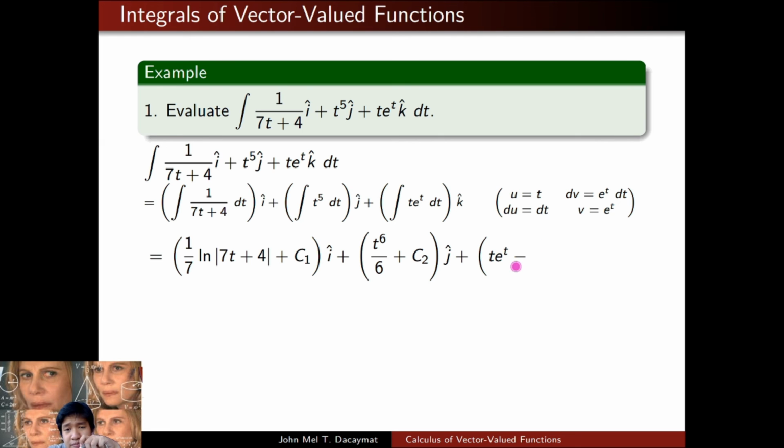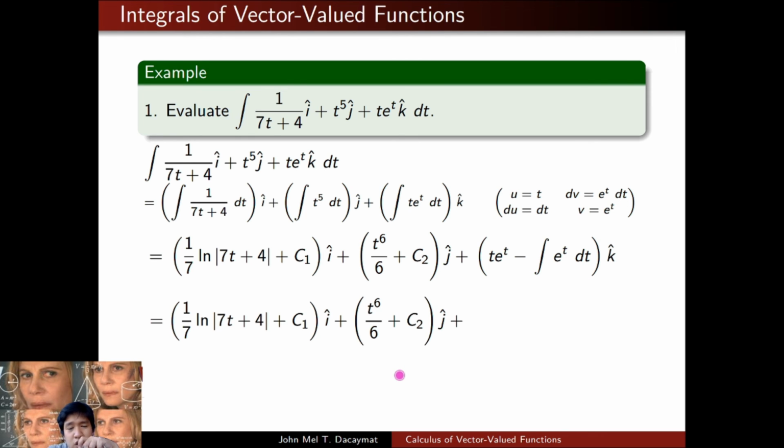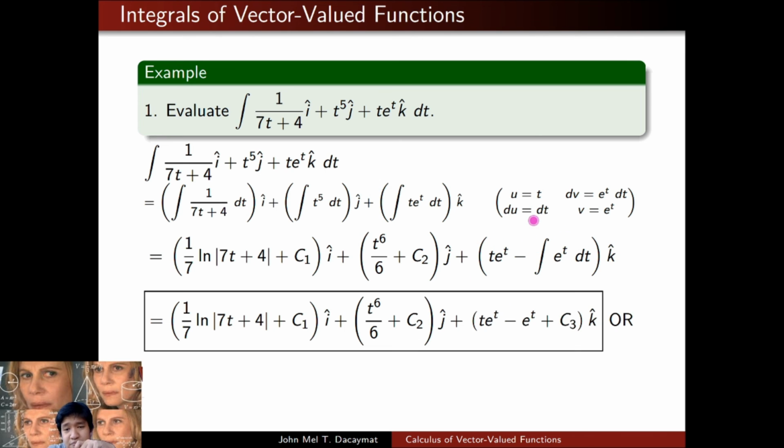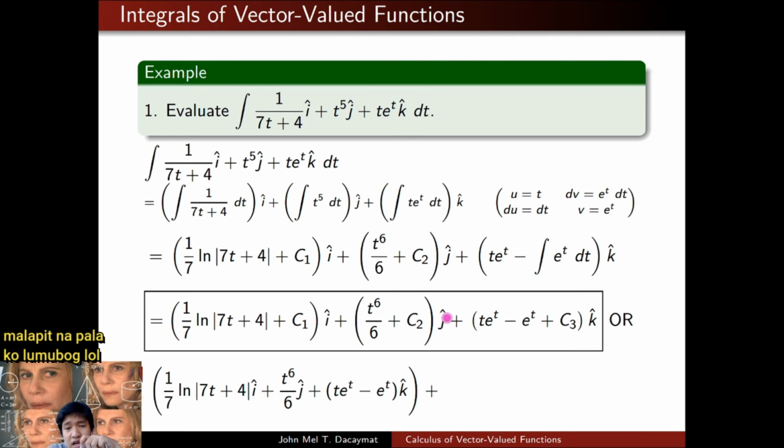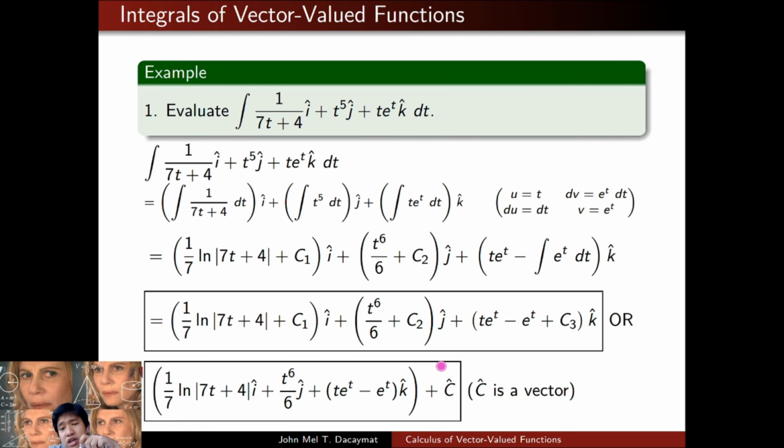So, this is uv. This part becomes uv minus integral ng v du. And then, continue your solution. Copy lang natin itong dalawa. Ito, kaya na nating simplify. Integral ng e to the t is e to the t lang naman. So, I have this plus c3. Okay? Or, another way to write your solution is, yung mga c1, c2, c3, wag muna nating idagdag, but instead, after we're done computing, we add an arbitrary constant vector, c.